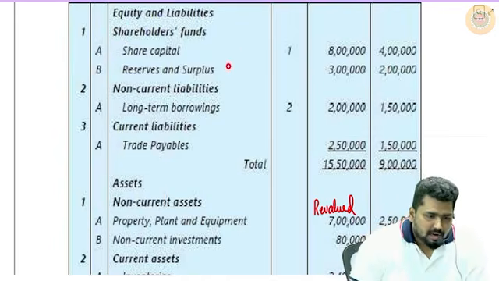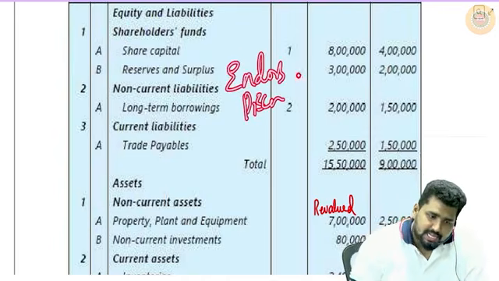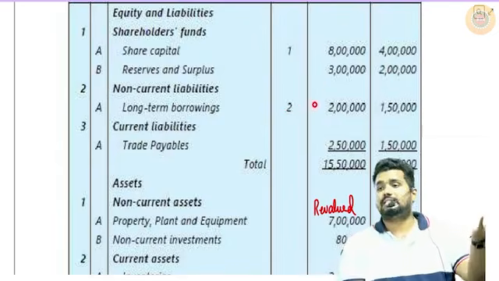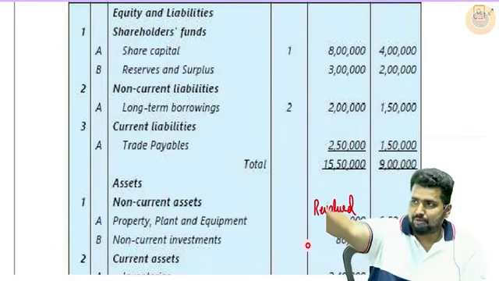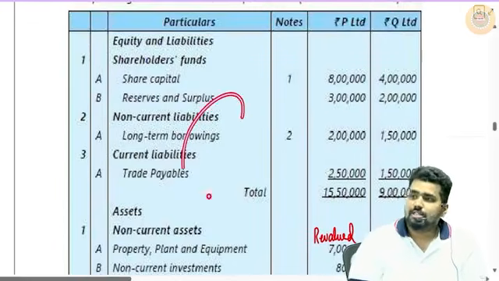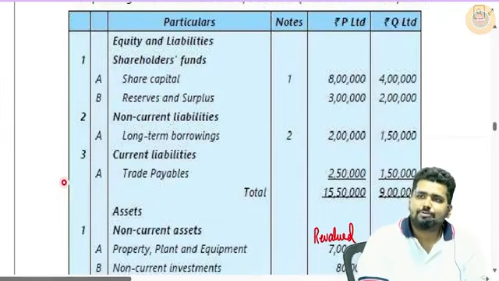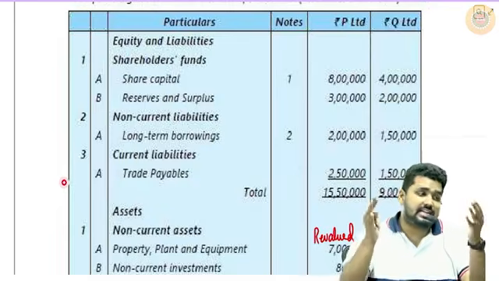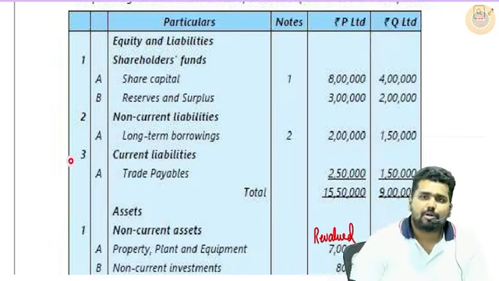What is endorsed or discounted to the outsider should not be eliminated. What is not discounted and not endorsed, that is with us, should be eliminated. So that is how we have to do it. So for bills receivable and bills payable, that which is endorsed and discounted should not be eliminated. Which is not discounted, not endorsed, which is with us, should be eliminated. Clear? Able to understand?